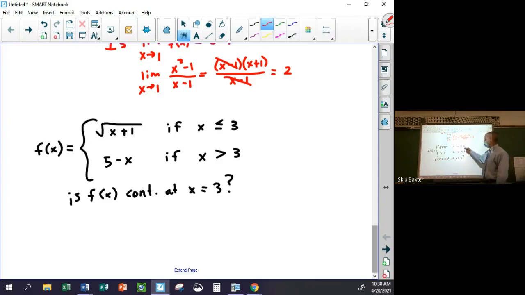So you check to make sure 3 is here. It is, right there. And then you find the limit. So you substitute 3 in here, you get the square root of 4. Substitute 3 in here, you get 2. And that's definitely true. So the answer here would be yes. The limit exists, the function's defined, and those 2 things are equal to each other.